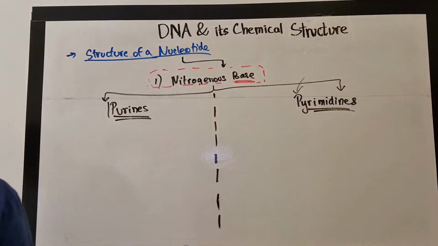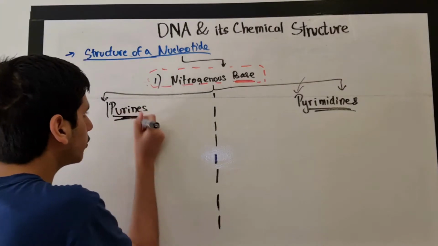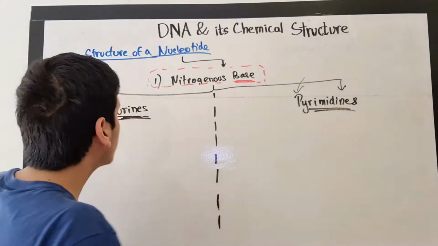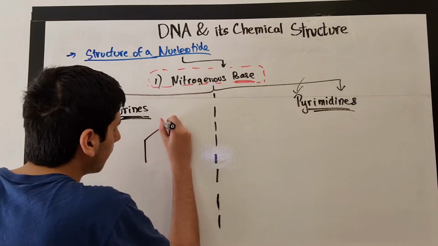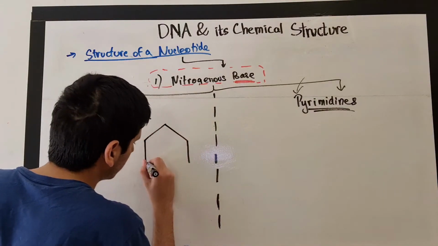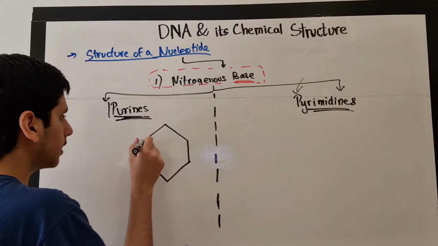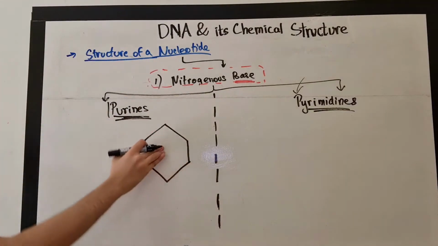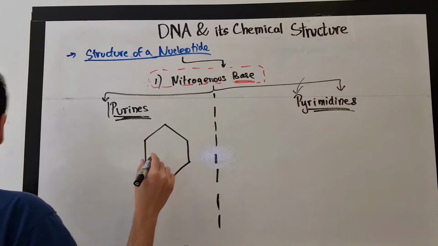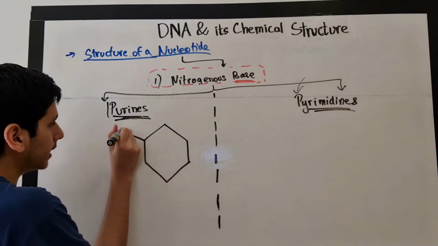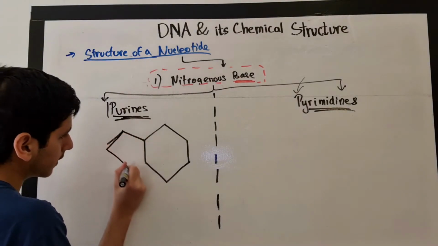We know that purines have two rings. First you have a 6-membered pyrimidine ring. It's a bit irregular, but it's fine for right now. And attached to the 6-membered ring, you have a 5-membered imidazole ring. So it's something like this.